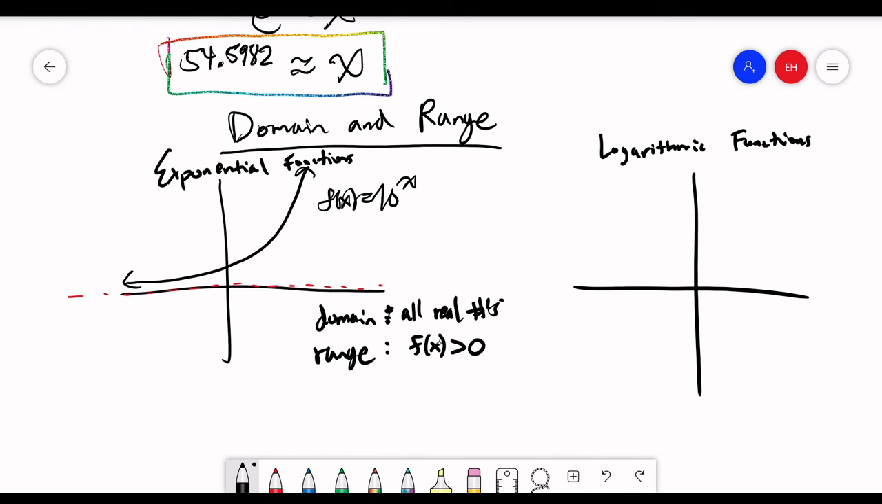So if we look at the log function, g of x equals log of x, base 10, it looks like this. Stop and ask yourself, what's the domain and range?